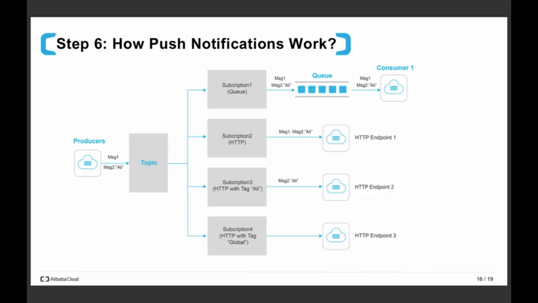And then we have subscription 4. They are listening with the HTTP endpoint with the tag named global. So there are no messages coming from the producers with the tag named global, so HTTP endpoint 3 will not receive any of the messages.